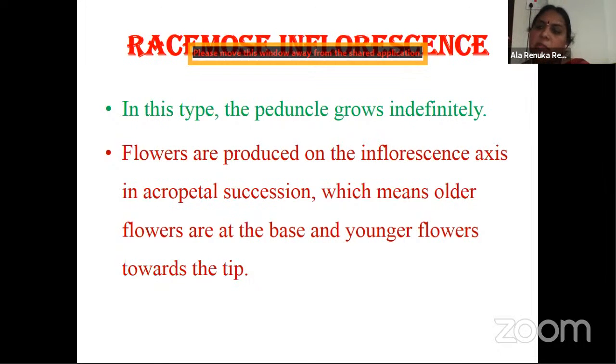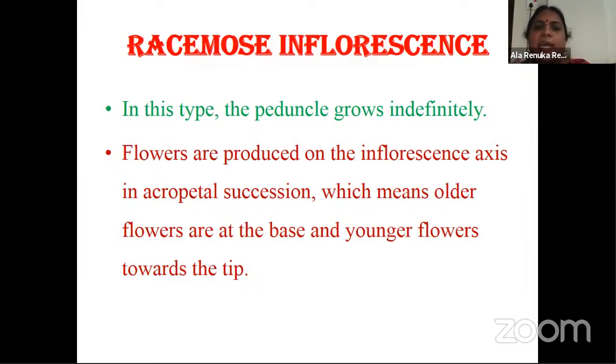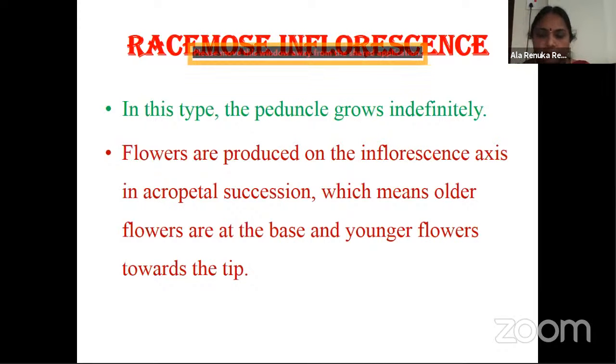And new flowers will be at the tip. This mode of arrangement is called acropetal succession. That is, older flowers at the base, younger flowers at the tip. And this is a characteristic feature of racemose inflorescence. Okay, racemose inflorescence, the point to remember is the peduncle grows indefinitely and flowers are arranged in acropetal succession.